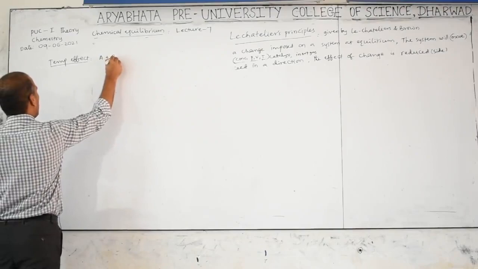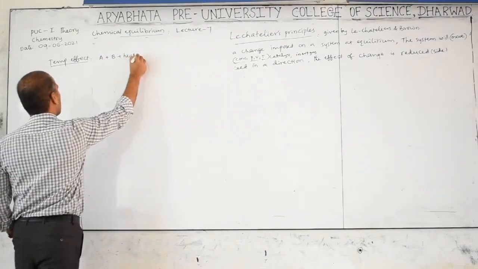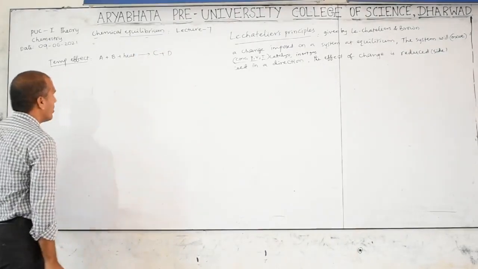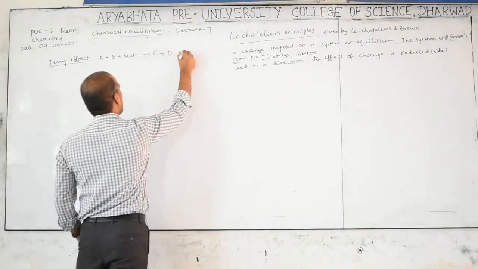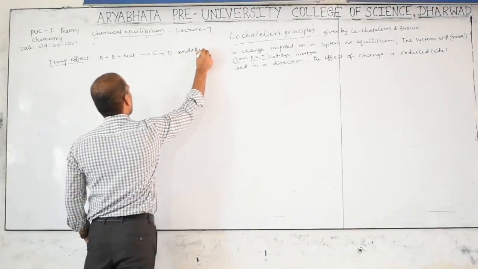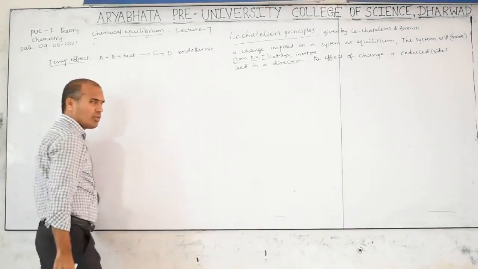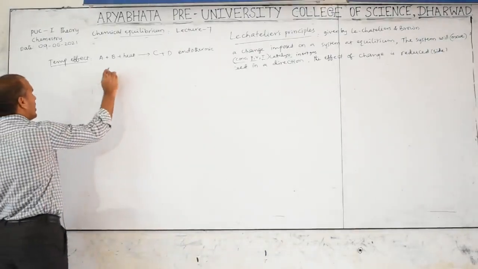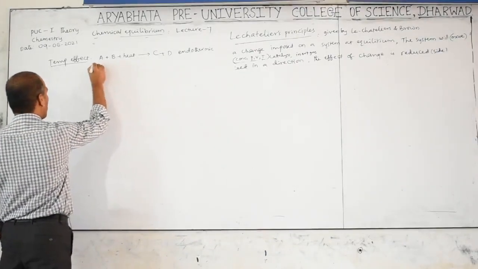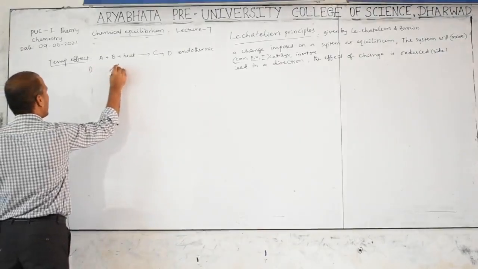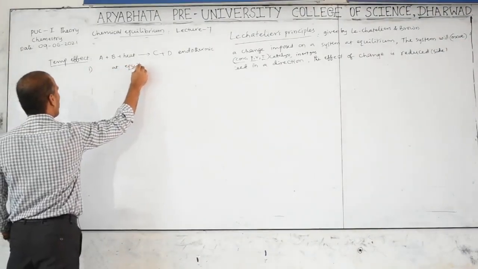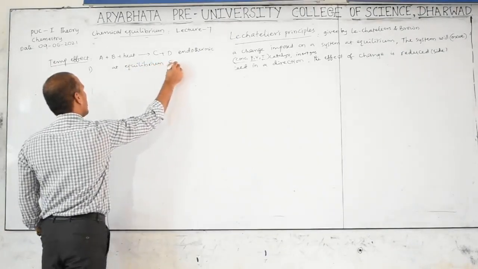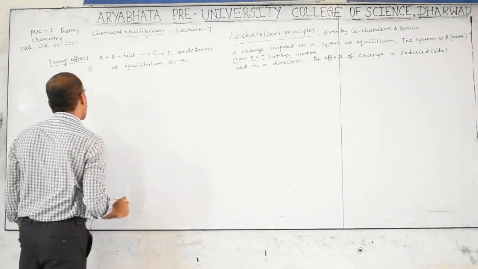A + B + heat gives rise to C + D, like this reaction is there. What do you call this? Endothermic reaction. Heat given means endothermic reaction, heat loss means exothermic reaction. So at this one, it is already at equilibrium. First point, at equilibrium, Qc is equal to Kc.